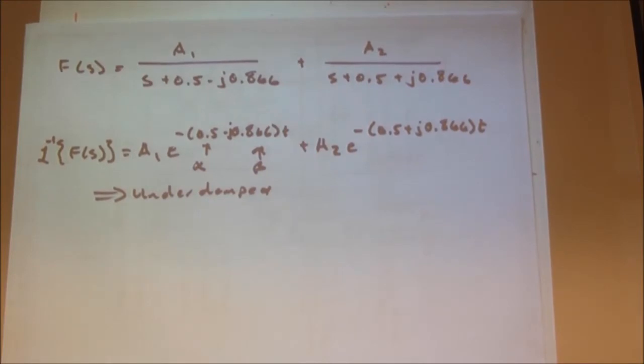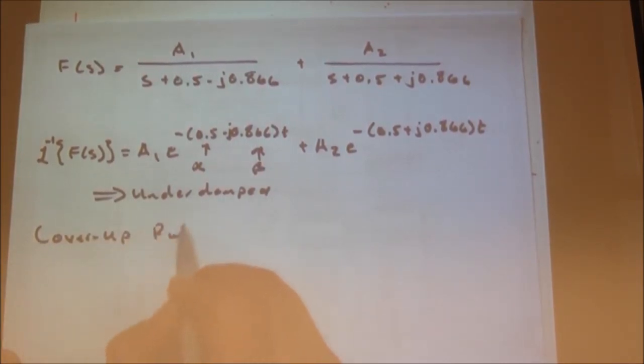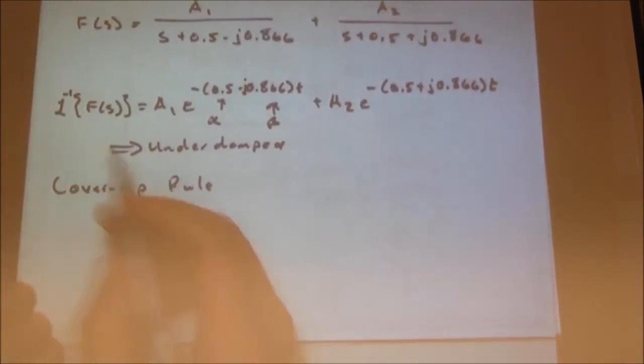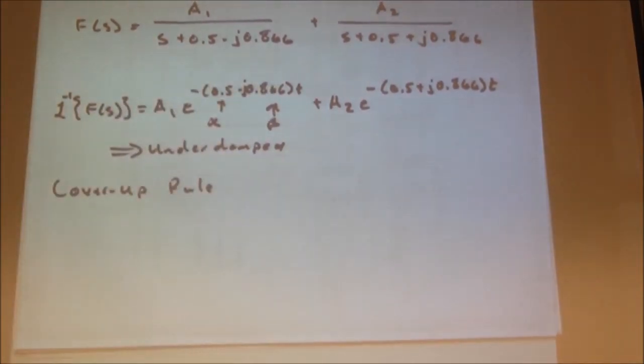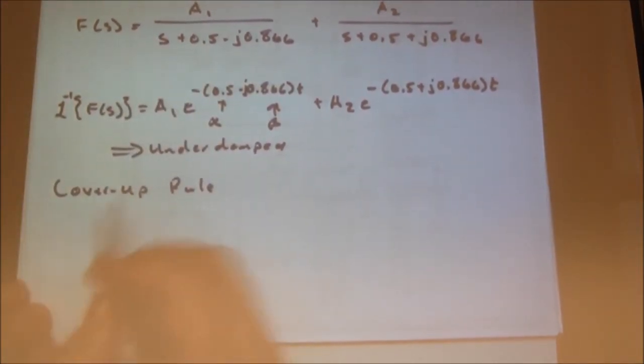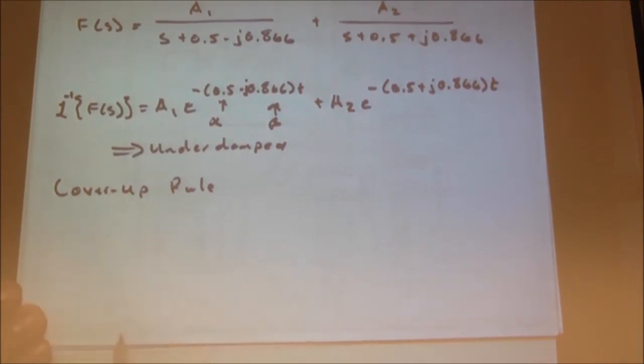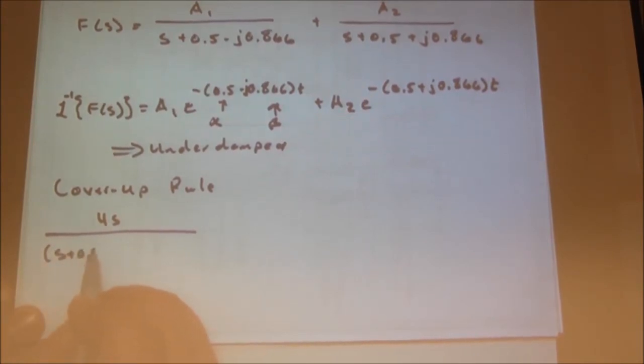How do I find A1 and A2? The same way. So we still use the cover-up rule. And we can find A1 by multiplying by this long expression. So we wind up with, what was our numerator? 4s over s plus 0.5 minus j 0.866.